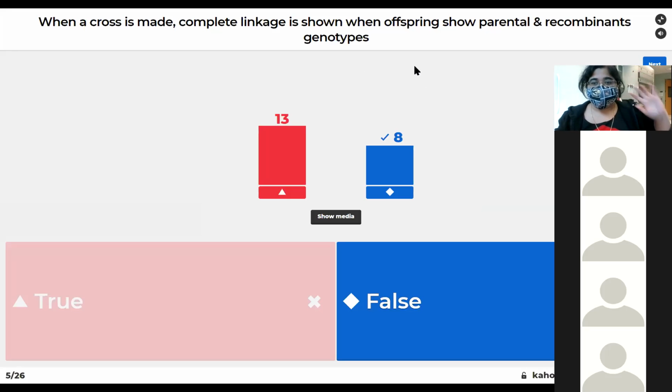You would end up with half of them being one of the parent genotypes, and the other half will be the other parent genotype. No recombinants. Everyone cool with this? Yep.